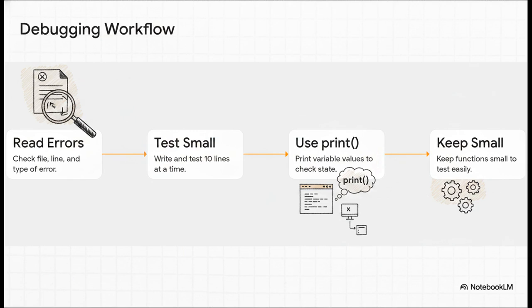Here is your professional workflow. Step 1. Read the error message carefully. Python is literally trying to help you by telling you the exact file, the line number, and the type of error. Always start there. Step 2. Don't write 100 lines of code at once. Test small pieces, maybe 10 lines at a time. Step 3. Use the print function to check the values of your variables mid-program to see what's actually happening. And Step 4. Keep your functions small. Smaller functions are just infinitely easier to test and fix.